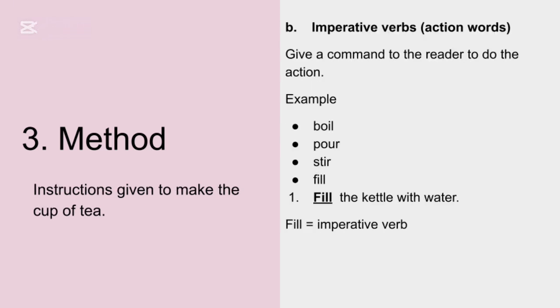When we start writing our instructions, we have to bear in mind what we call imperative verbs. These are action words. They give a command to the reader to do the action. Examples: boil, pour, stir, fill. Now, let's look at number 1. This is going to be the first sentence that I am going to write under my method. Fill the kettle with water. Now the word fill is highlighted and is in bold. This gives an action to the reader. It tells them what to do with the water.